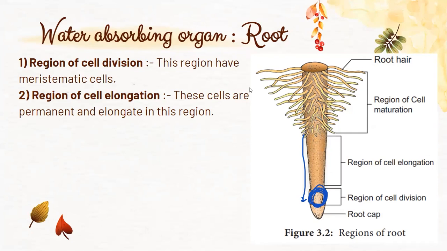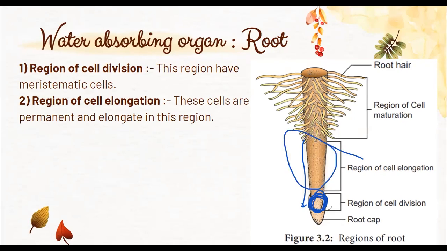Then we move to the next part of the root, which is the region of cell elongation. So once the cells are divided and multiplied, now they will go into the region of cell elongation. That is, now those divided and multiplied young cells will undergo development. Okay, that is, they will grow in size. Now they will grow in size, okay, and they will increase their size. Fine. So these cells are permanent and they elongate in this region.